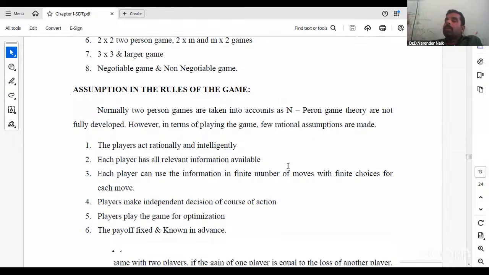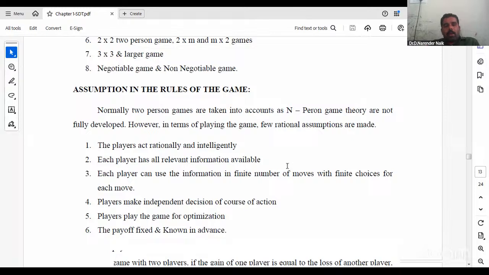What is the meaning of rationality? Anyone? Okay. Rational means a person who has sound knowledge of a particular activity is called a rational personality. And intelligently, he should play the game very intelligently, using some tactics, and those tactics should not harm the other player. But the game should be played very intellectually.